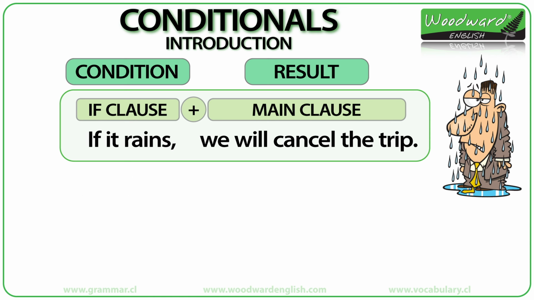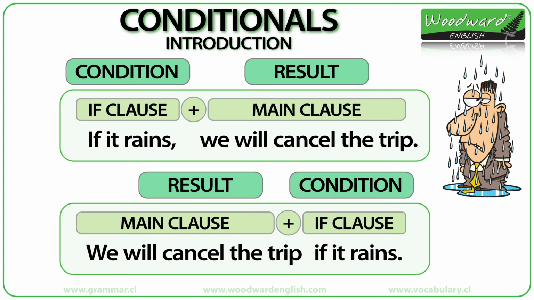Note, there are two ways of ordering a conditional sentence. We can use condition, comma, plus result, with a comma after the condition. Or we could use result plus condition, without a comma between the two. Look at the original sentence. If it rains, we will cancel the trip. Notice how there is a comma after the verb rains, which is the last part of the if clause. When the if clause comes first in the sentence, we put a comma after it. If it rains, comma, we will cancel the trip.